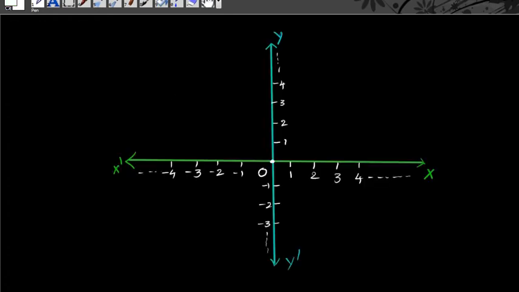Consider the perpendicular lines. That means consider the x-axis and y-axis. Consider the coordinate plane, x-axis and y-axis. Already I have given here the positive x-axis is 1, 2, 3, 4 and so on, and the negative x-axis is on the other side. In the same way, the positive y-axis is 1, 2, 3, 4. The negative y-axis is this one. Now we are going to put a point in the coordinate system.